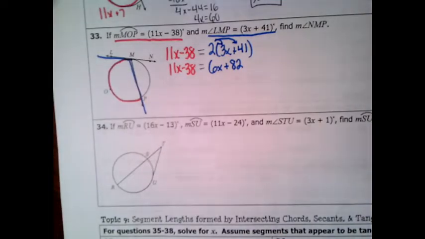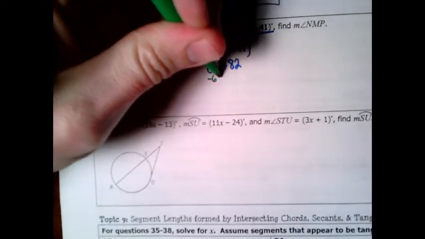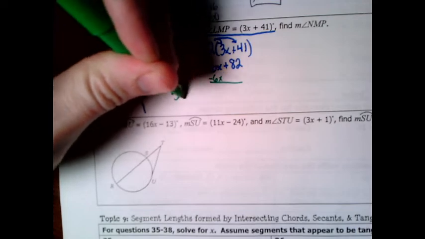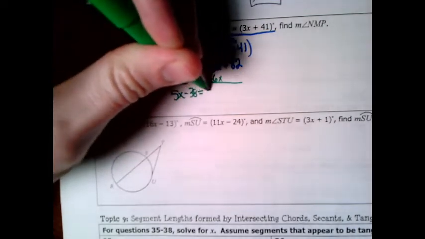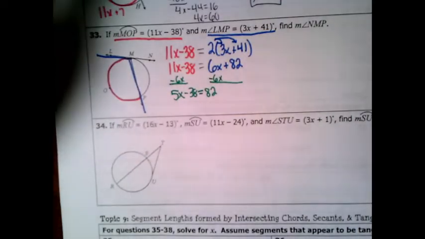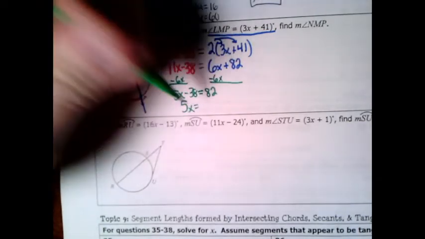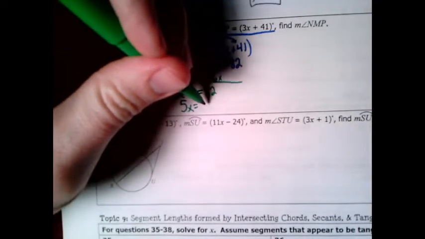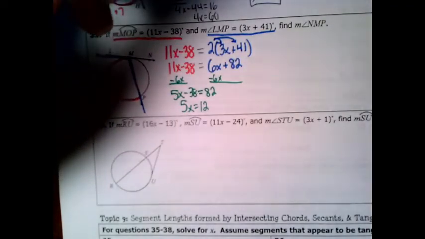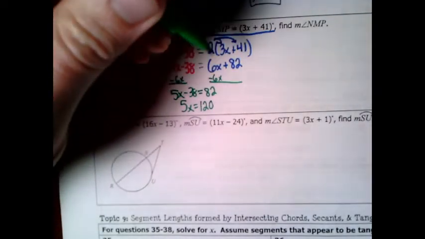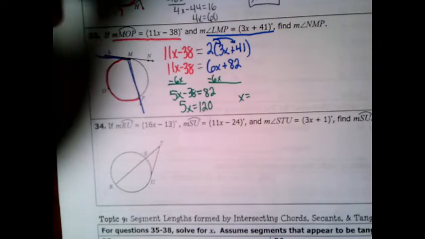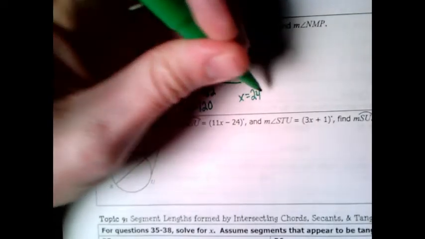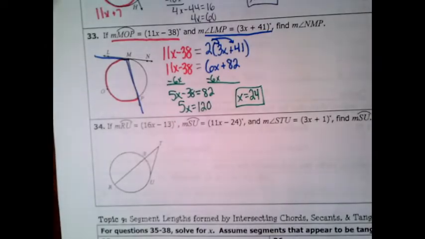So I'm going to have to subtract 6x from both sides. That's going to give me 5x minus 38 equals 82. I'll add 38 to both sides. That gives me 120. Divide by 5. And x is 24. They don't want x in this problem. They want m and p.